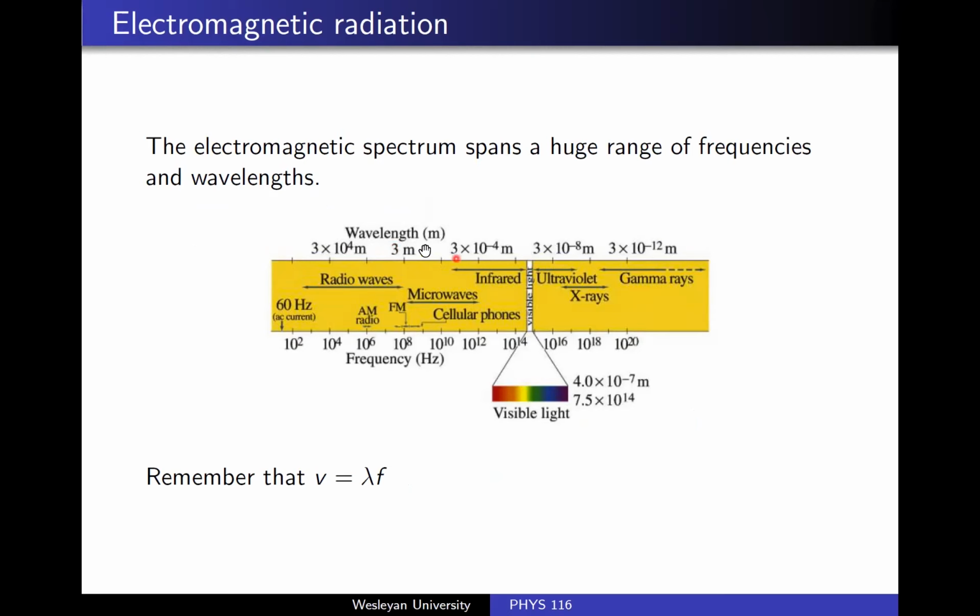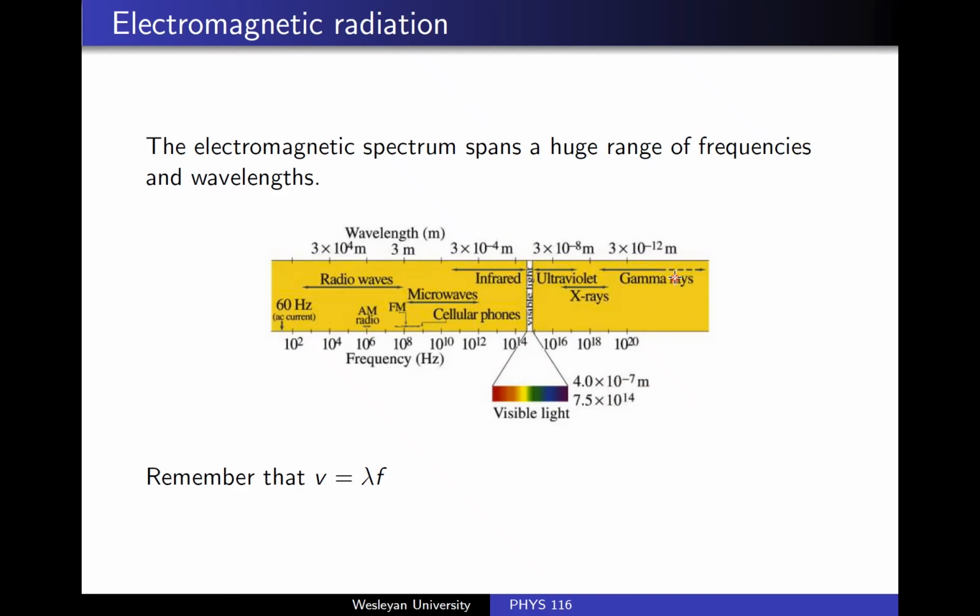Microwaves are in the range of some centimeters. Infrared, you have 10 to the minus 4 meters. Visible light is a very small range on the order of hundreds of nanometers, so in other words, 10 to the minus 7 meters. And then once you go beyond visible light to the shorter end, you have ultraviolet, and then X-rays, and then gamma rays.